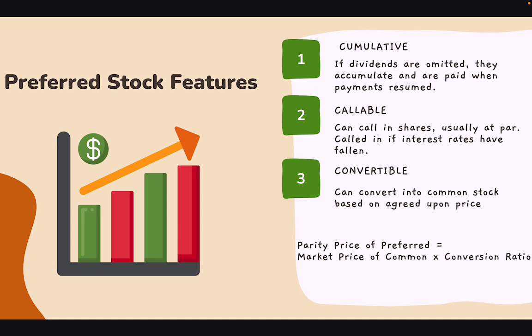Second, it's callable. So again, like a bond, it can have shares called in. Usually this is done at par, and they're called in if the interest rates have fallen. Makes sense again, right? Just like bonds. If the interest rates have fallen, it's more likely that they will be called in.